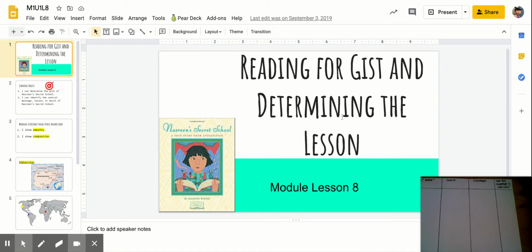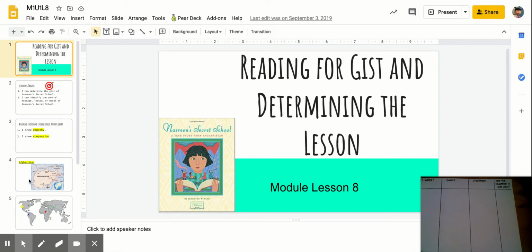If you look on my computer screen here, we will be reading for the gist and determining the main idea of Nasreen's Secret School. So hopefully you listened to the story yesterday. That's going to be really important so that you can do the note catcher for today.